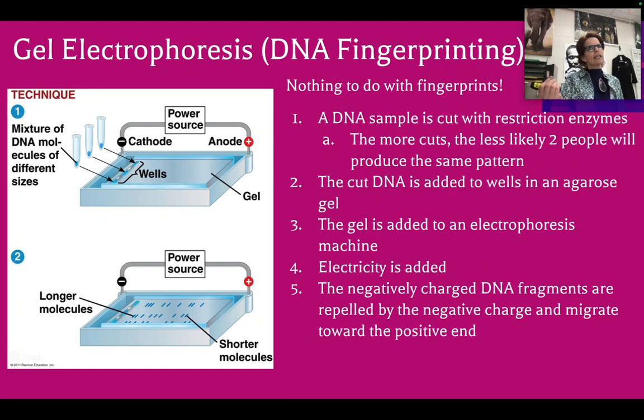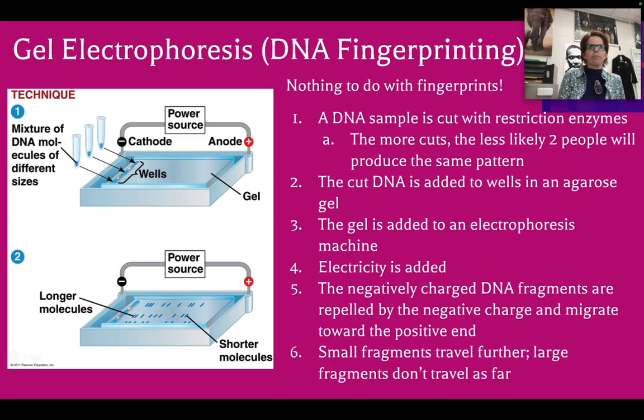And then you turn on the electricity, and the negative charge pushes them away, and the positive charge attracts them. So the DNA fragments start moving across. Which fragments move the furthest? Which fragments get the closest to the positive end? The shorter fragments, yeah, they're going to travel a lot faster. And so over time, they're going to spread out, and the little fragments will have traveled further, and the larger fragments stay closer to the beginning part.